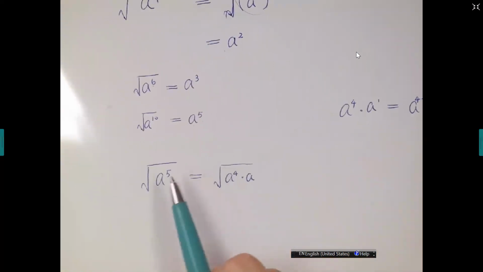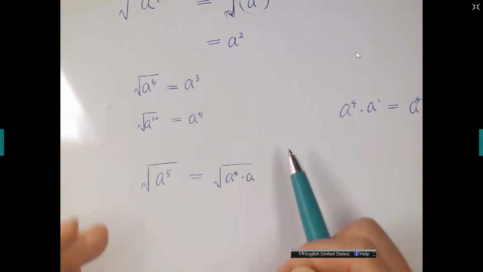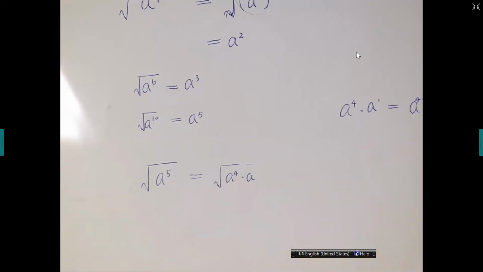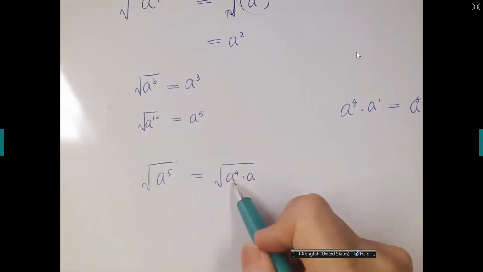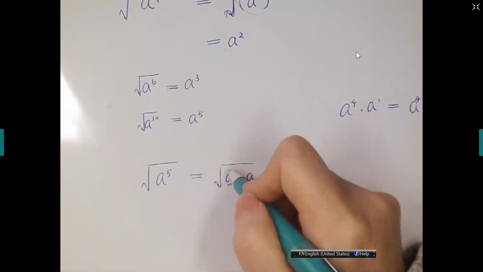So for any odd exponent, we can always treat it as an even number times the base. This even number is just 1 less than the odd number. So a to the 5th equals a to the 4th times a. Then we'll see how much we can move out. First, we determine this multiplication. This is a factor, so the factor can be moved out of the symbol if possible. So a to the 4th can be moved out.